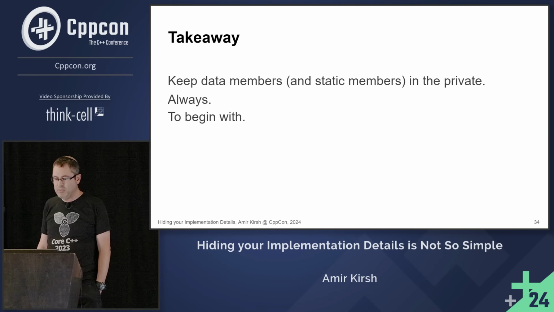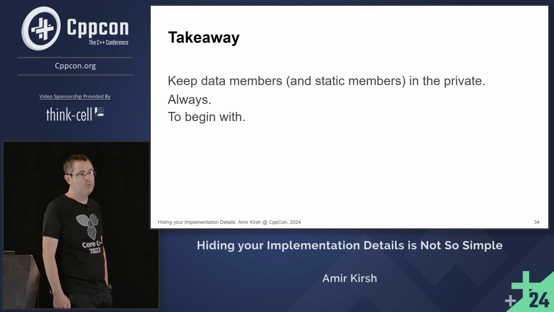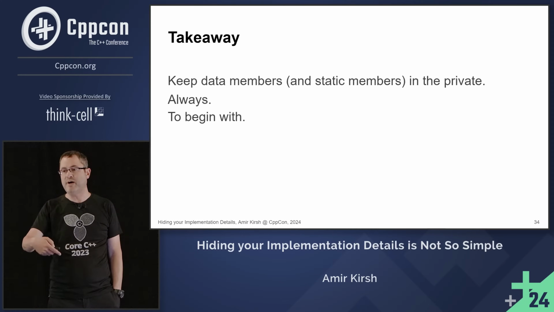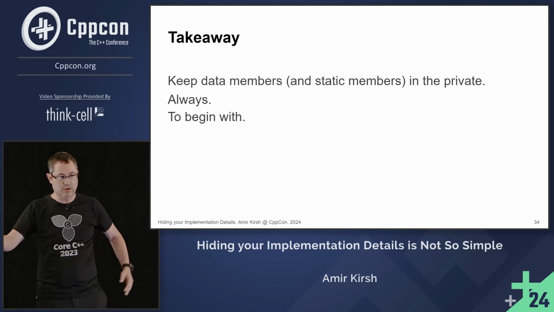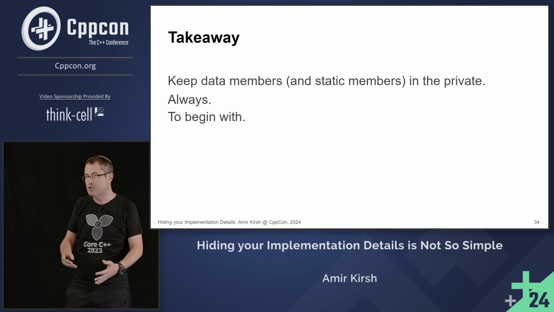Takeaway. Keep data members and static members in the private always to begin with. I mean, someone can ask, but then maybe I just want to provide to a function a struct, and the struct should hold the arguments. I just, you know, put all the arguments in a struct so it would be managed together.